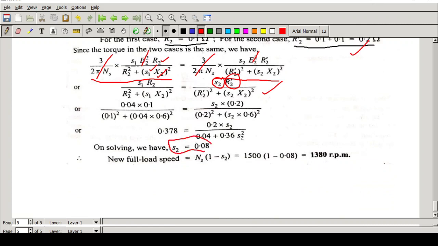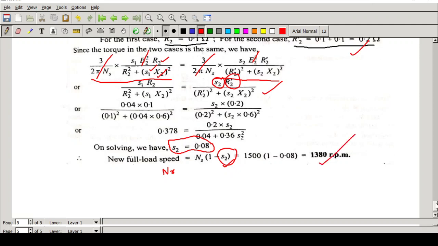So that means by adding the external resistance, the slip has changed. Once the slip has changed, what will happen to the new speed of the rotor? Rotor speed will change according to the equation ns into (1 - s), where here it is S2, the new slip. So you will get the speed.